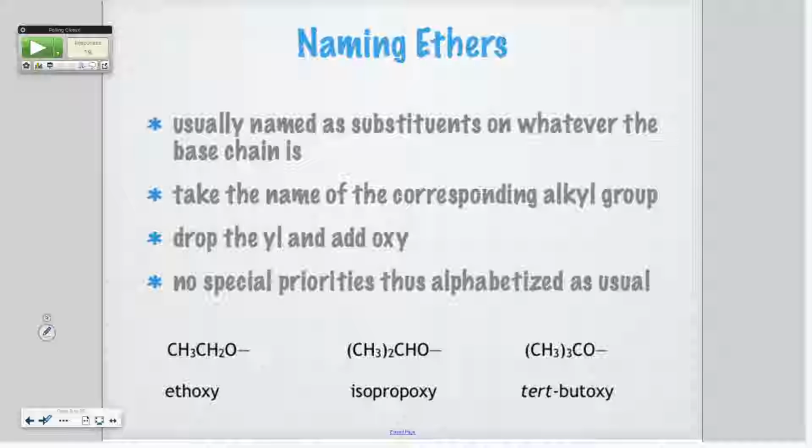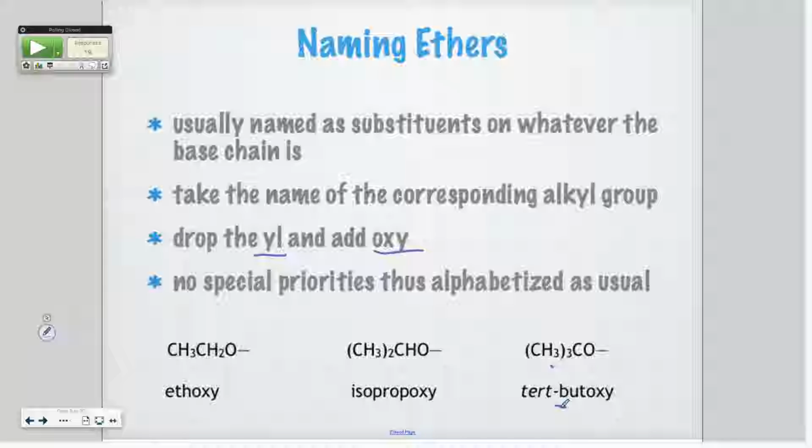Okay, we're going to add in ethers in this chapter because they're really easy, and they come up in this chapter. Ethers are usually named as substituents on whatever the base chain is. You take the name of the alkyl group, drop the YL, and add oxy. So down here you can see this is ethoxy. Oxy for oxygen. This is an isopropyl group. They don't go away, y'all. So this is isopropoxy. See how we got that? This was a tert-butyl group, so this is tert-butoxy. Are you getting how we get it?